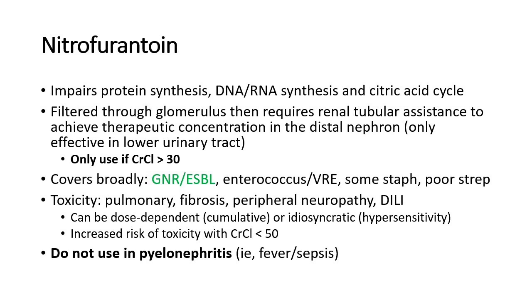You can have increased toxicity if the creatinine clearance is very low. The Macrobid is just going to sit around in your body, and it can cause pulmonary fibrosis and peripheral neuropathy, drug-induced liver injury. So if the creatinine clearance is horrible, not only is it not going to work because it's not getting concentrated in the kidney, it's also going to lead to increased toxicity. So it's kind of like a double no-no. And because it doesn't reach adequate concentrations in the serum or in the upper nephron, it's not advisable to use for pyelonephritis or anyone with sepsis. It's just for simple cystitis.